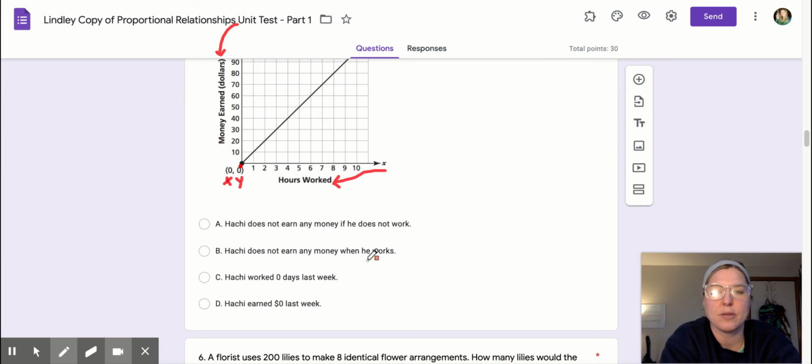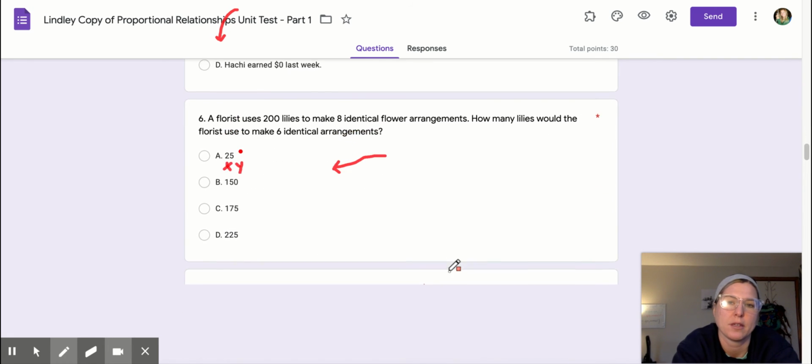So the options that you can choose are Hachi does not earn any money if he does not work. Hachi does not earn any money when he works. Hachi worked 0 days last week, or Hachi earned $0 last week. Which one of those makes the most sense?